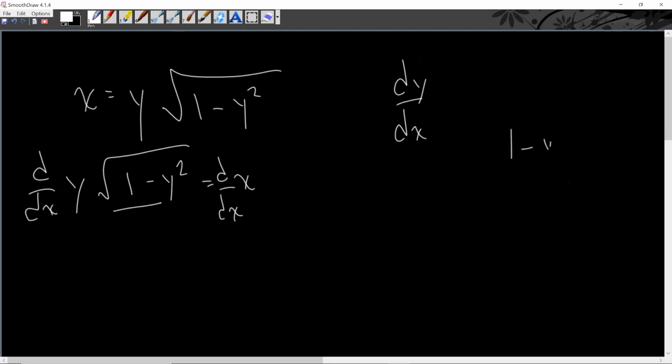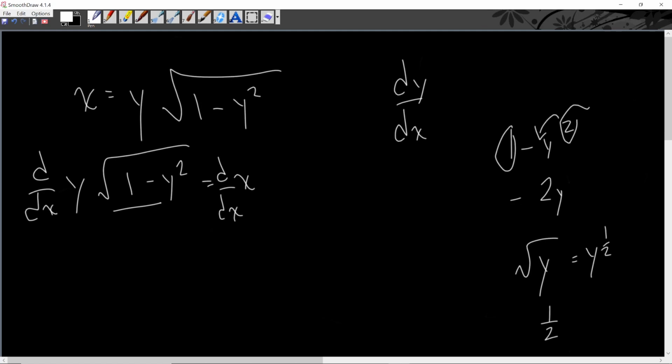So 1 minus y squared, let's do it out here. I'm not going to use dy dx just yet, but we are going to have to think in terms of dy dx. So bring that 2 out there. We have 2y, and then derivative of 1 is 0, so we're left with negative 2y. And then square root of y, this is y to the power of 1/2. And as we've said, this will be 1/2 y to the negative 1/2.